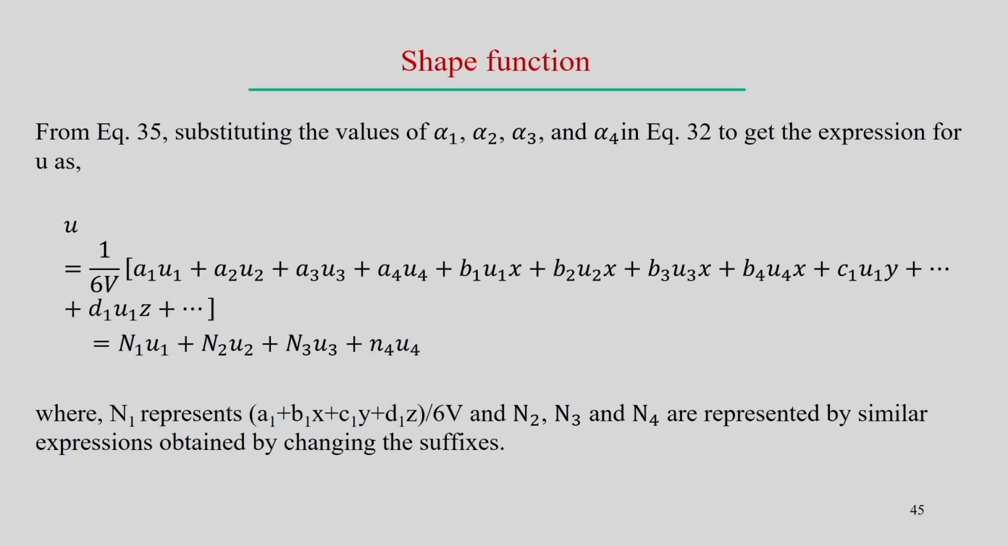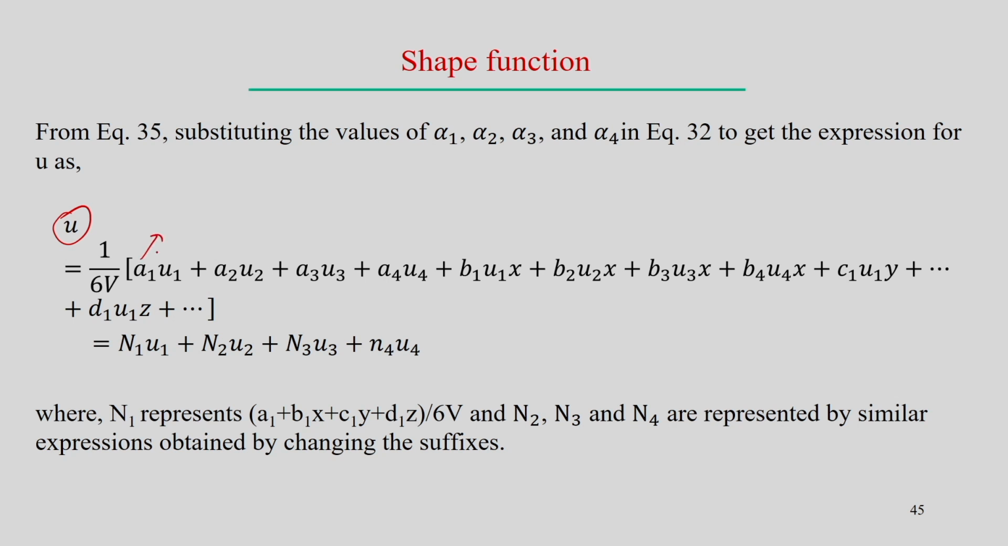Therefore, in equation 35, if we substitute the values of alpha 1, alpha 2, which we assume are constant terms, alpha 1, alpha 2, alpha 3, alpha 4, you replace these values and get the expression. So, u can be represented in that way also. In general, u is the general displacement variable, which is within the element, and we are representing it in the form of A1.